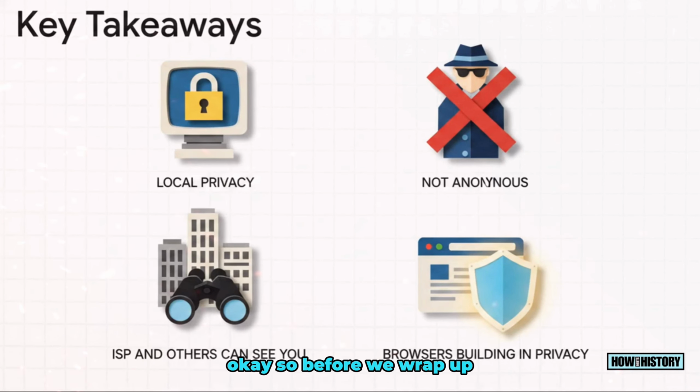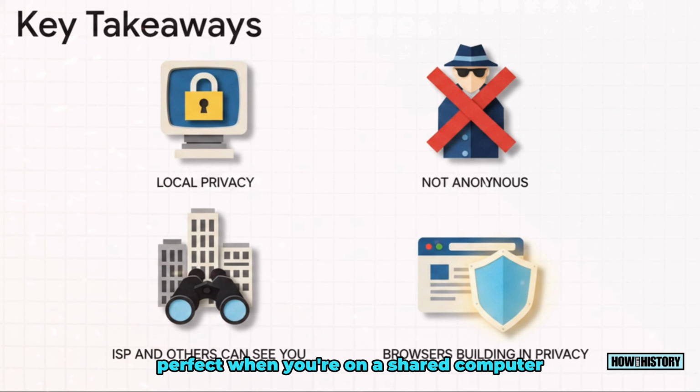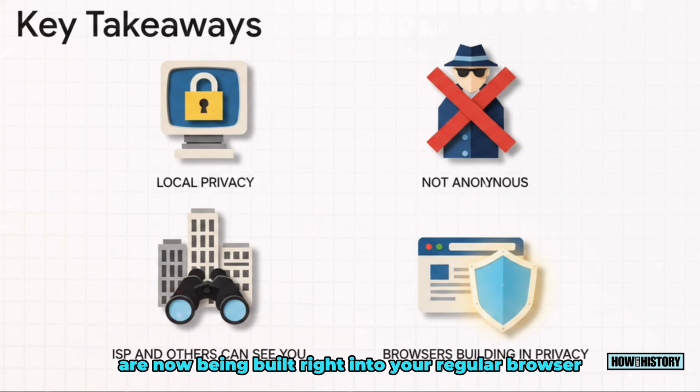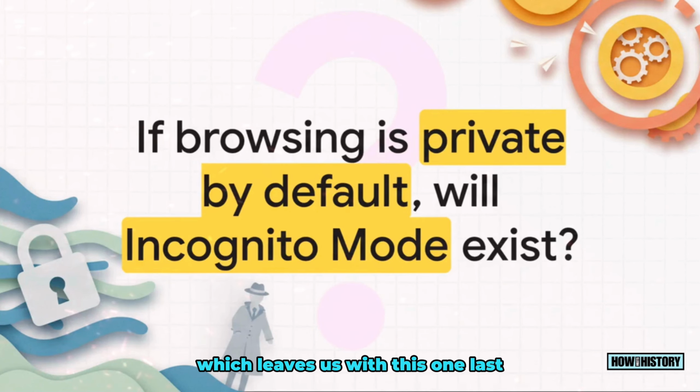Okay, so before we wrap up, let's just boil it all down. What do you really need to remember? First, Incognito is for local privacy, perfect when you're on a shared computer. Second, it does not make you anonymous online. Third, people can still see you, your internet provider, your boss, and the sites you visit. And finally, the good news is that the real privacy features you want are now being built right into your regular browser.